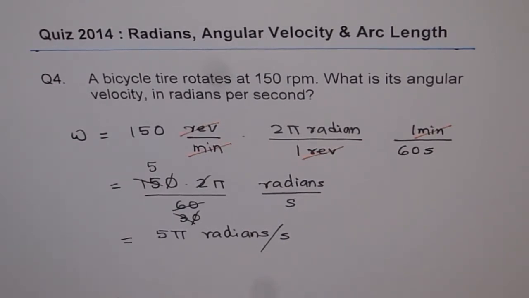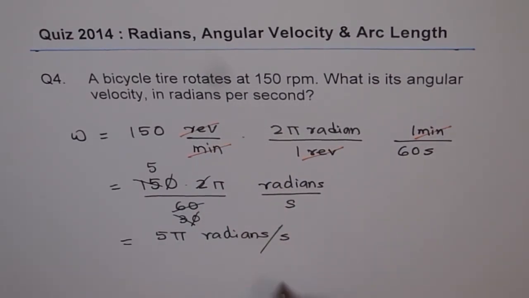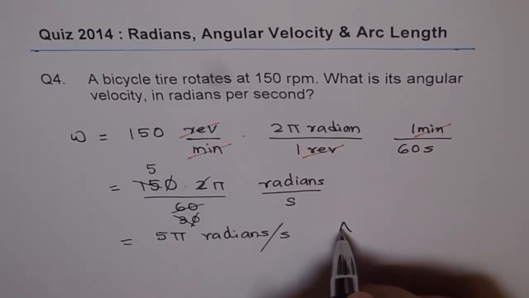So that is our answer, right? If you want, you can use the calculator and round it to some decimal places. Well, in this case it is not required. 5 pi radians per second is good enough. So that is the angular velocity of the bicycle tire, which rotates at 150 rpm. You see, so that is our answer, correct?